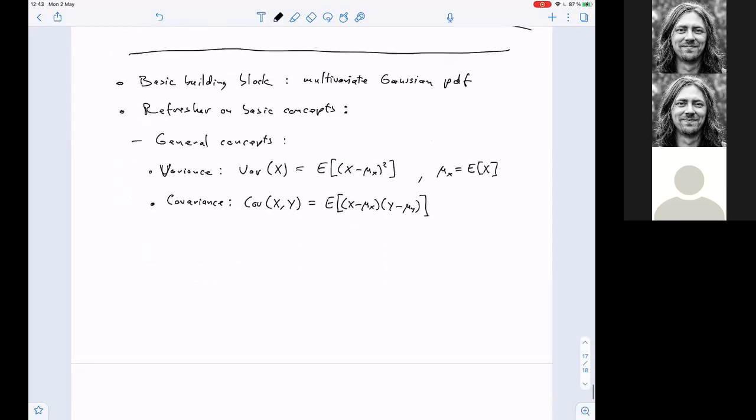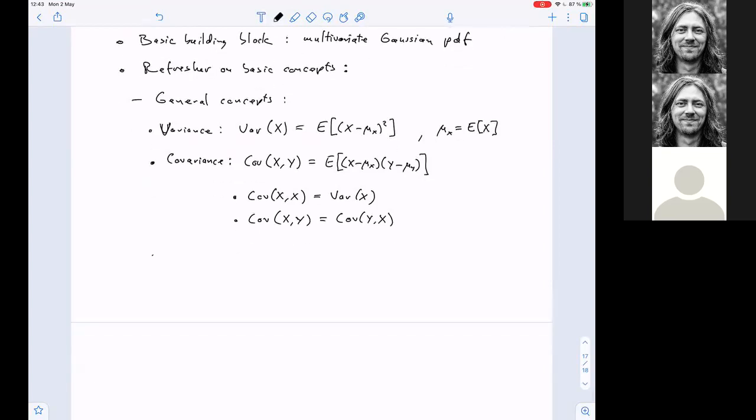And there's a couple of properties to note. Of course, the covariance of x with itself is just the variance of x, and the covariance function is symmetric under change of input arguments. So the covariance of x, y is the same as the covariance of y, x. And we will often use the sigma notation. So sigma x is just the square root of the variance, or what we'll often call the standard deviation.